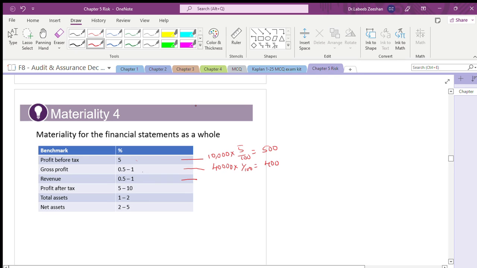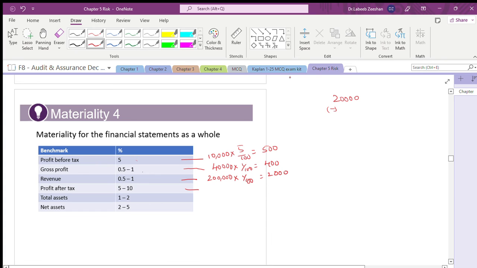Revenue. Revenue will be much higher. Assume revenue is 200,000. Then you will have the cost of sales. Take 1% of revenue, and it is going to be 2,000. Check the calculation.